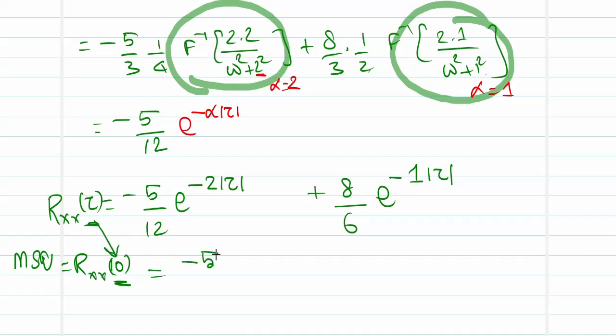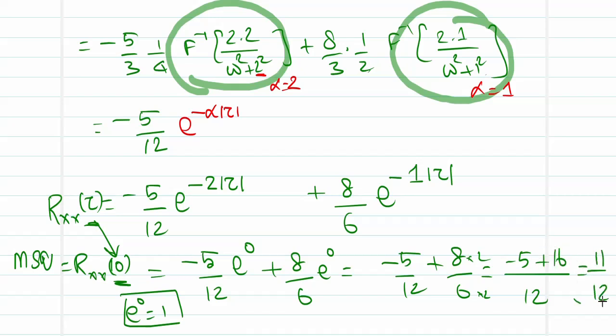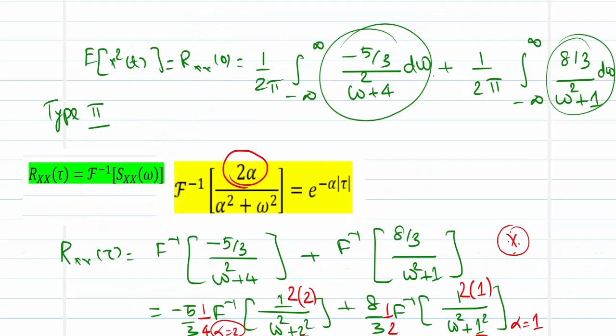So this gives me minus 5 by 12 e to the power of 0 plus 8 by 6 e power 0. So this is minus 5 by 12 plus 8 by 6. e power 0 is equal to 1, we need to keep this in mind. So LCM is going to be 12, minus 5, and this has to be multiplied by 2, 8 2s are 16. 16 minus 5, 11 by 12. So this is the answer which we get using the inverse Fourier transform method. The answer was 11 by 12.